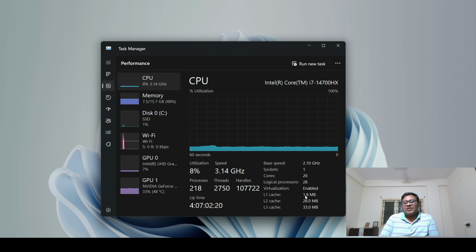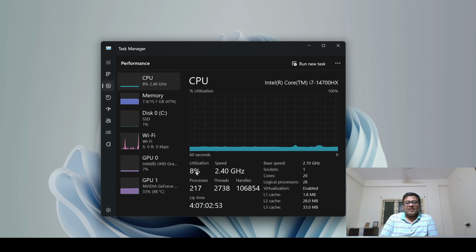Now you can see we have different memory sizes here, right? 1.8 MB, 28 MB, and 33 MB. The smaller the memory, the faster the speed, because your CPU can easily search for the data within the cache, right? So L1 is the smallest cache, that's why it's the fastest one. Then L2 is still very near to the CPU, but a little farther than L1, and L3 is even farther than L2. So you can see as their sizes increase, their speed decreases, right?